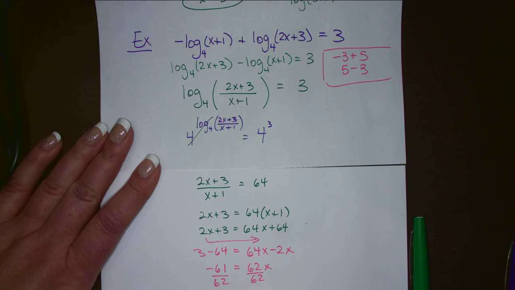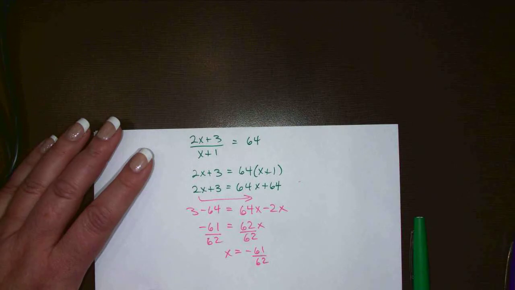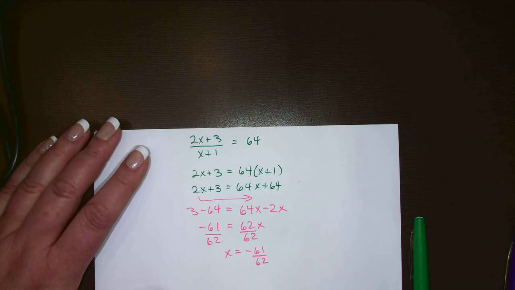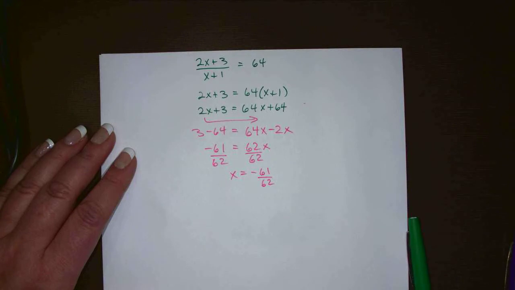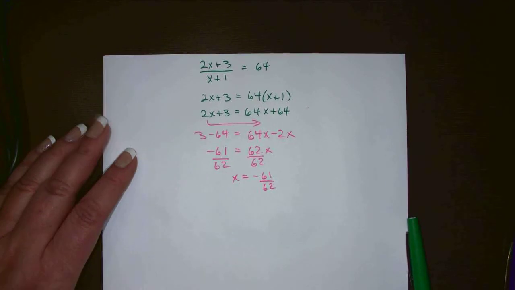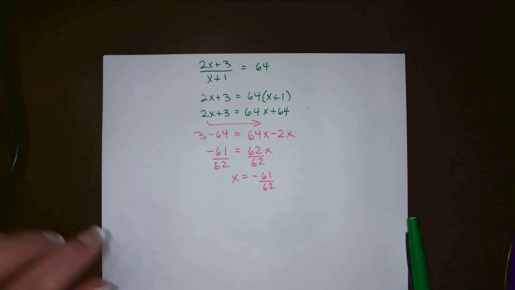So x is negative 61 over 62. Can we simplify that fraction? The answer is no. Never, you can't if they're only one apart. They won't have any factors in common. Okay, now what do we do with this? Check it. It's negative, so it might be iffy. Let's just take a look.